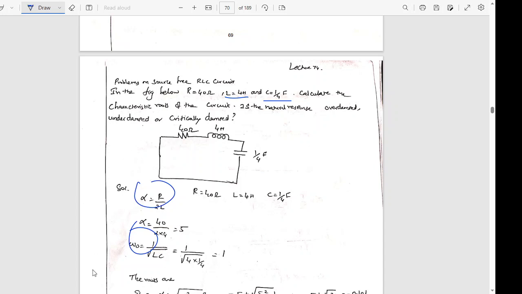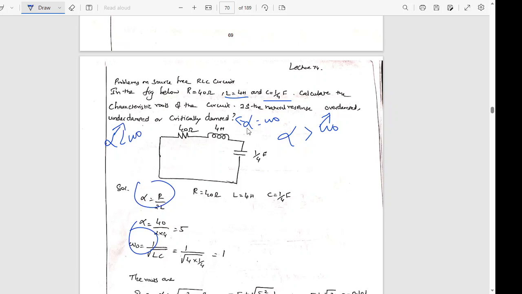For example, if alpha is greater than omega naught, we call that the overdamped case. If alpha is less than omega naught, we call that the underdamped case. If alpha is equal to omega naught, we call that the critically damped case. These are the three cases we can identify using the values of alpha and omega naught.